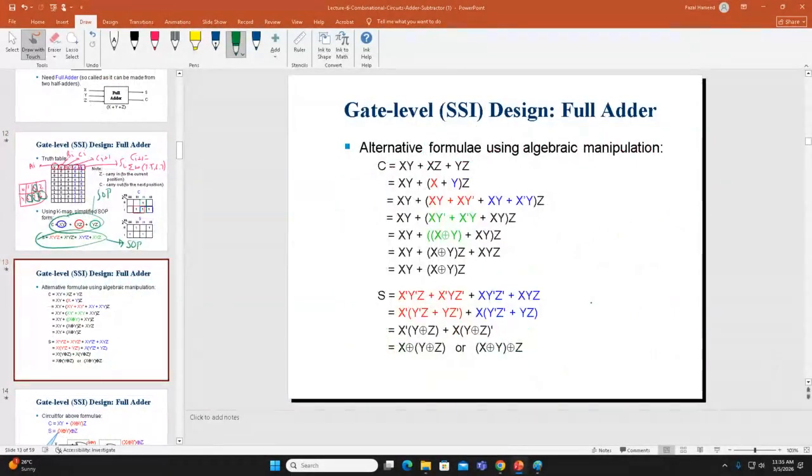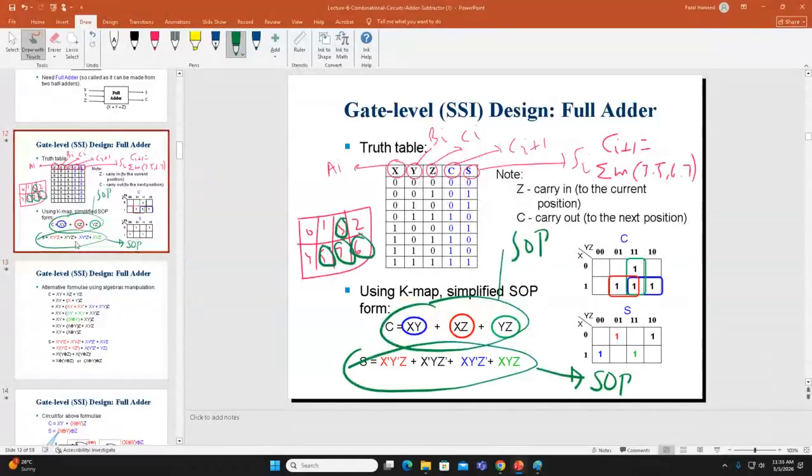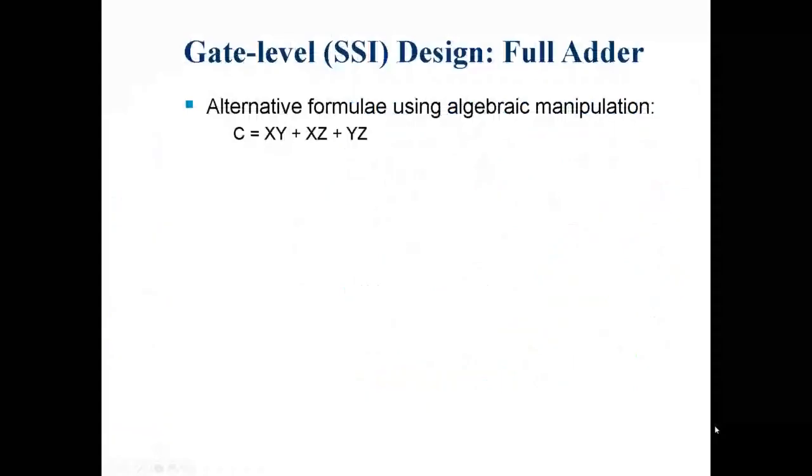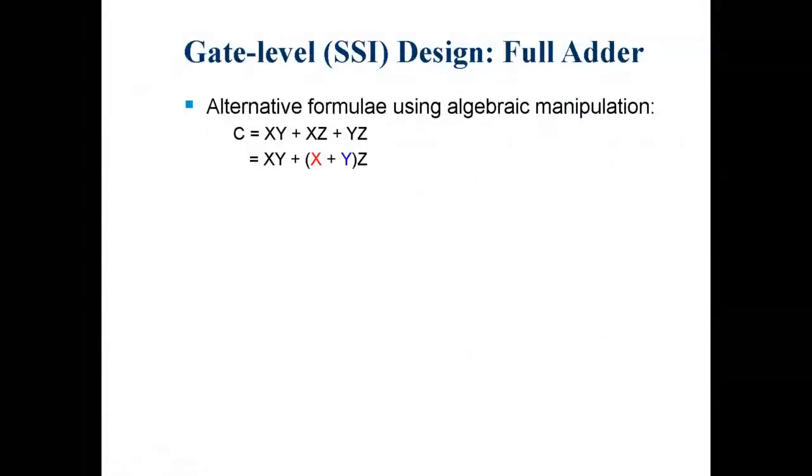Okay. Now we found the expression for C, which is XY plus YZ plus XZ. Can you see here? We do some Boolean algebra, a lot of Boolean algebra manipulation. Why I'm doing the Boolean algebra mathematics, I will explain. Can you see here?